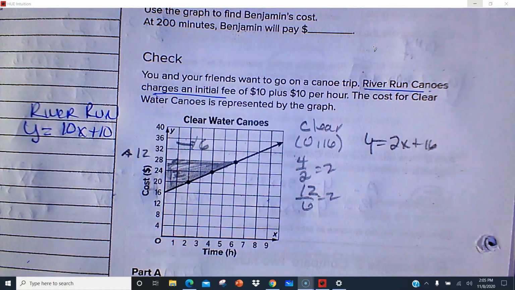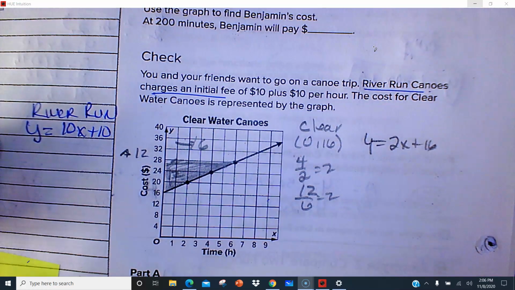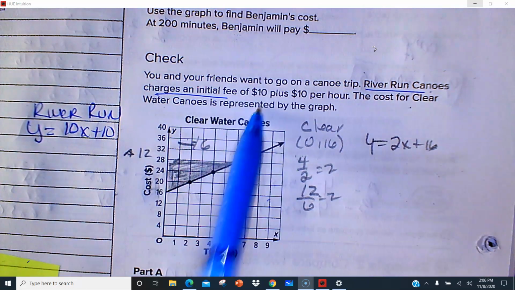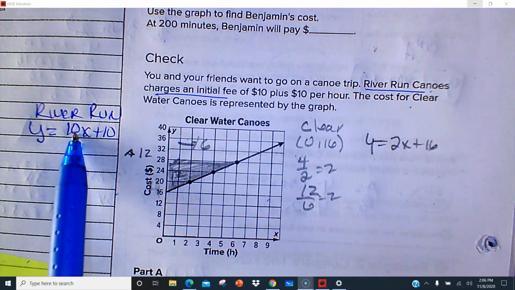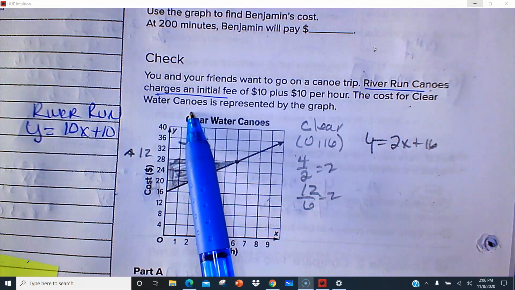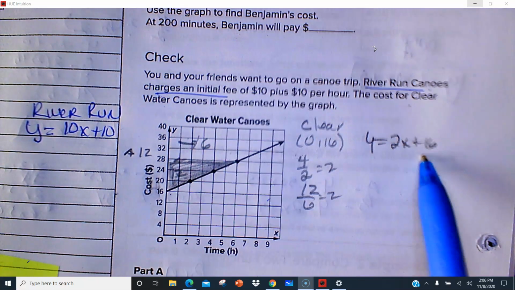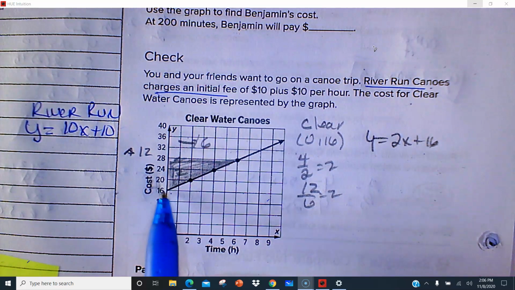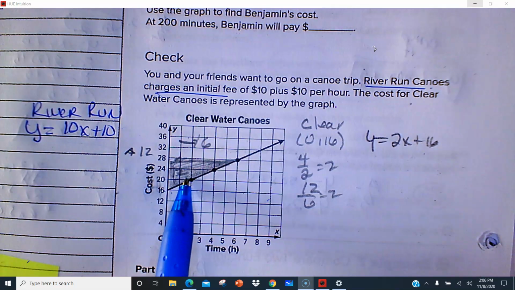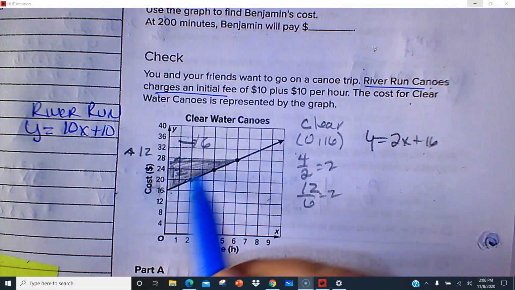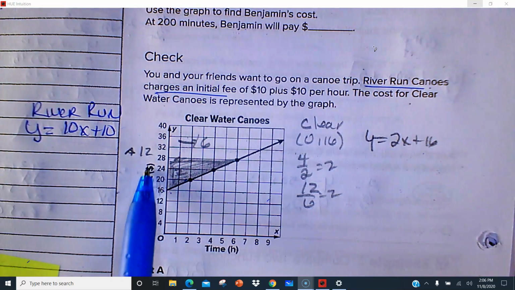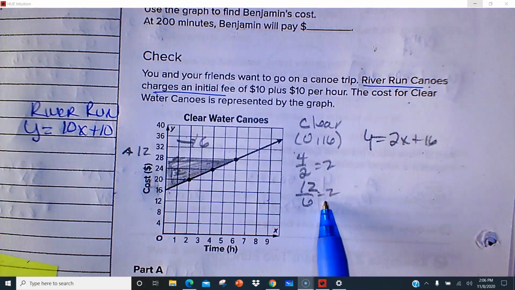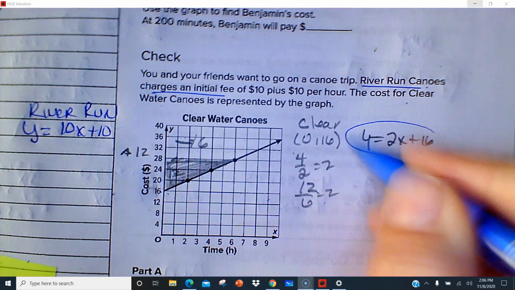So I kind of ran some initial numbers here. River Run charges an initial fee of $10 plus $10 per hour. So I have that set up there. The cost for Clearwater Canoes is what's on the graph. So I went through here. They're at 16 as their intercept. And if I did the first little triangle, came across, it's 4 over 2. But I want to make sure I get the right triangle, the bigger triangle, to double check it. So I went to the biggest triangle, and I got 12 over 6. And that is also 2. So I got this for my Clearwater.